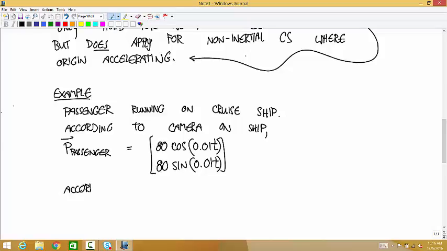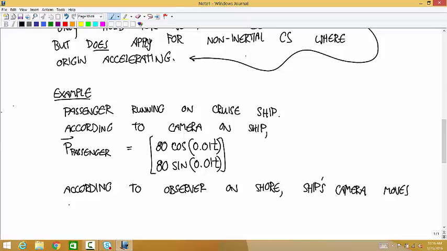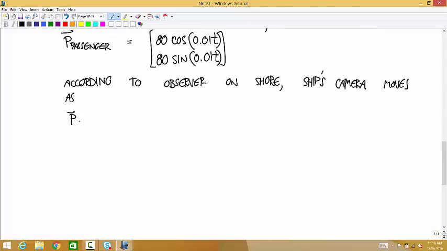According to an observer on the shore, that ship's camera is moving following the position function P camera is equal to t, and then let's go with 0.05t squared.